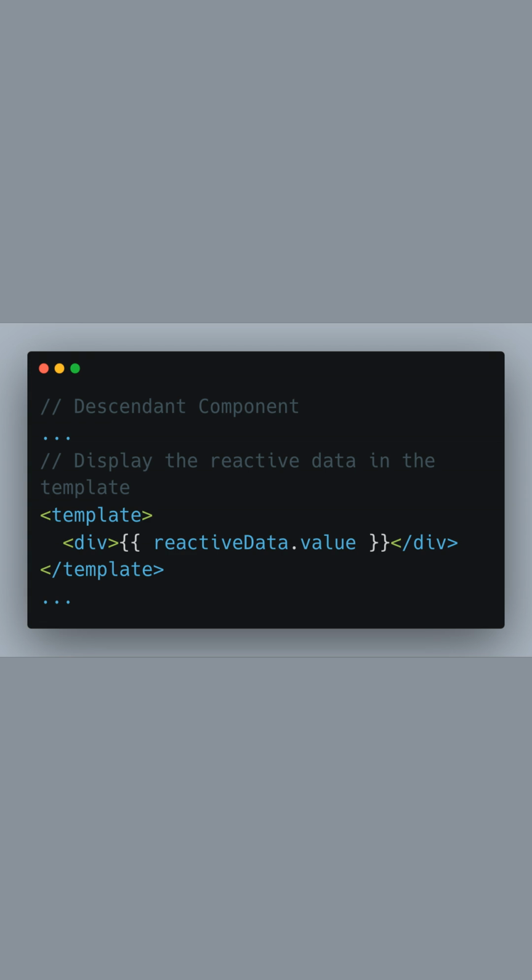Finally, let's see this in action within the template of our descendant component. Here we have a div element which outputs the value of reactiveData inside of double curly braces. This is the most straightforward way to display reactive data passed down with provide and inject in Vue. When reactiveData.value changes in the parent, the change will automatically be reflected here, maintaining the reactive connection throughout the component tree.